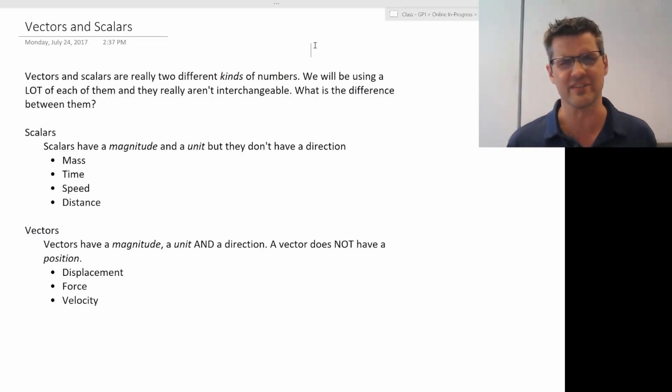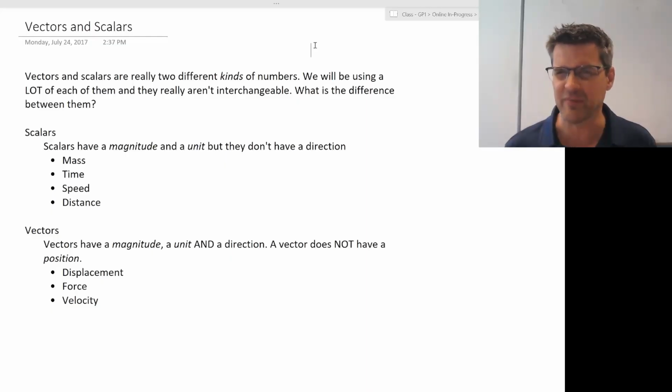What are the differences between these types of properties? We certainly have scalars that we're going to deal with. Time is a perfectly good scalar. Mass is a perfectly good scalar. We would never say 15 seconds to the right. I don't know what that means. Or 20 kilograms up. These are just quantities that by default do not have any direction. Others that we'll see are speed, distance, and energy.